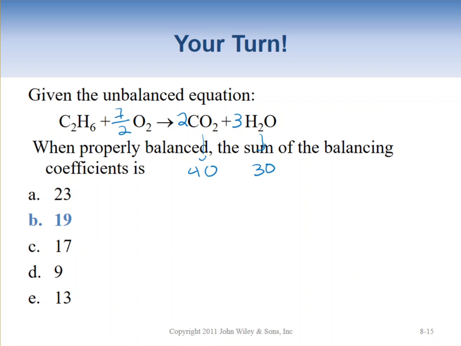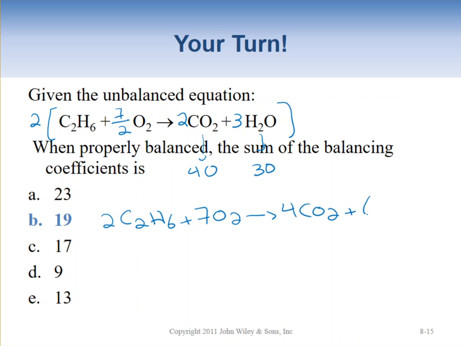Now, we have to eliminate the fraction, so I'm going to multiply everything by 2. So that leads to 2C2H6 plus 7O2 gives us 4CO2 and 6H2O. Now for the sum of balancing coefficients, that's 2 plus 7 plus 4 plus 6, which is 19.